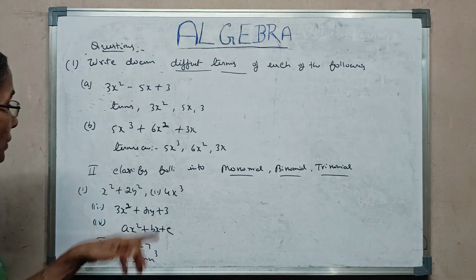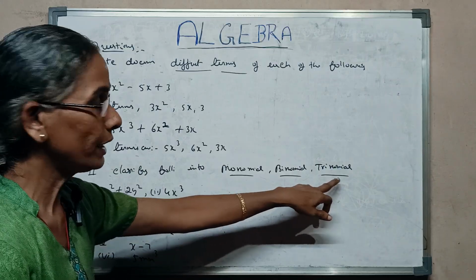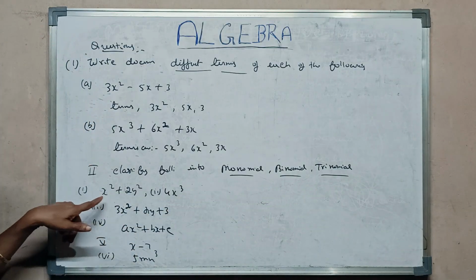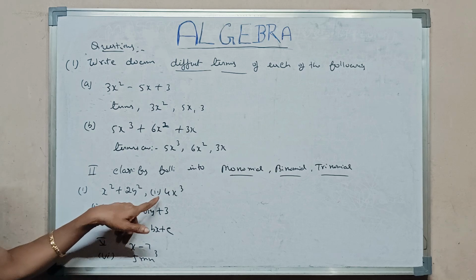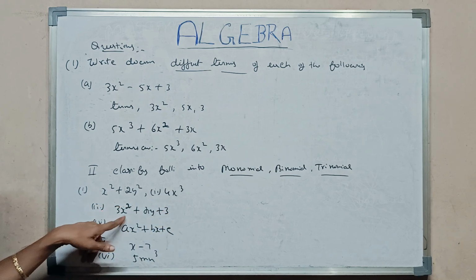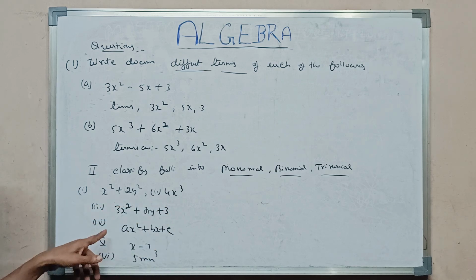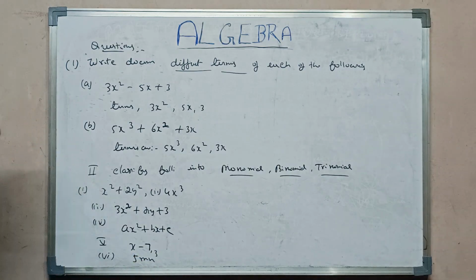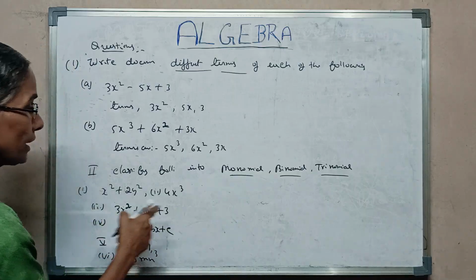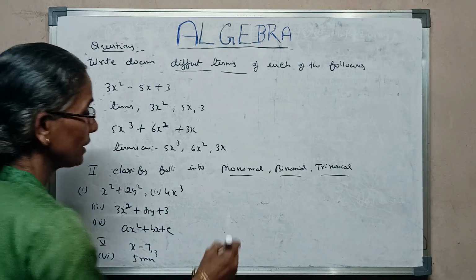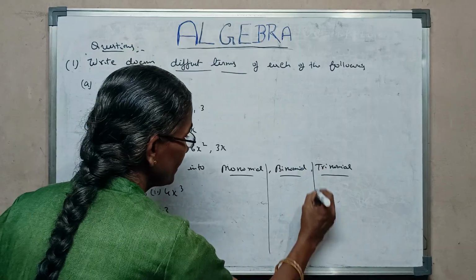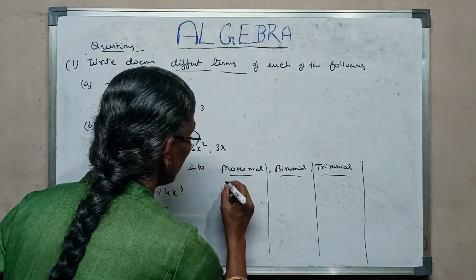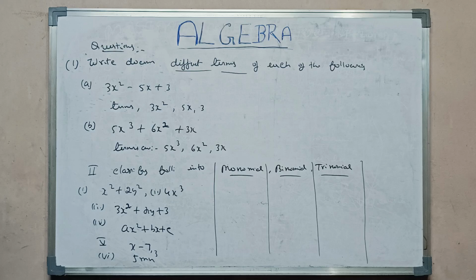Here, the question is to classify the following into monomial, binomial, and trinomial. First question is x square plus 2y square. Second question is 4x cube. Third question is 3x square plus 4y plus 3. Fourth question is ax square plus bx plus c. Fifth question is x minus 7. And sixth question is 5mn cube. So monomial means an expression containing only one term. Binomial means an expression having two terms, and trinomial means an expression having three terms.